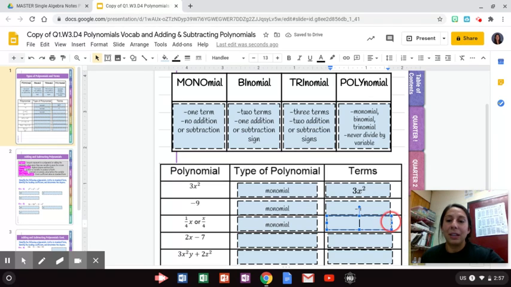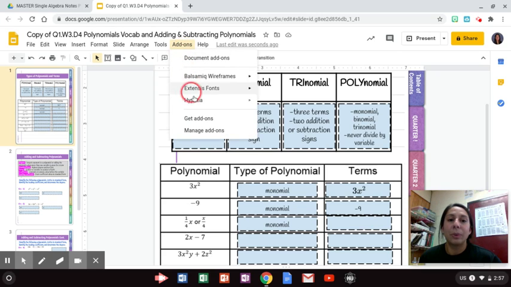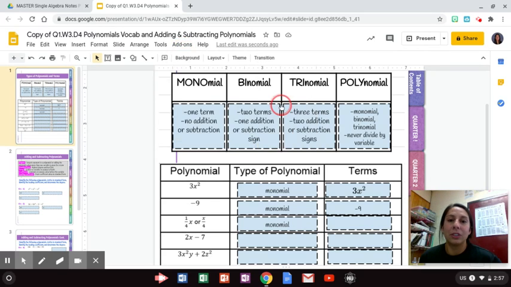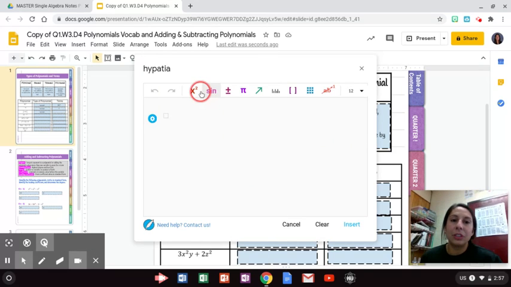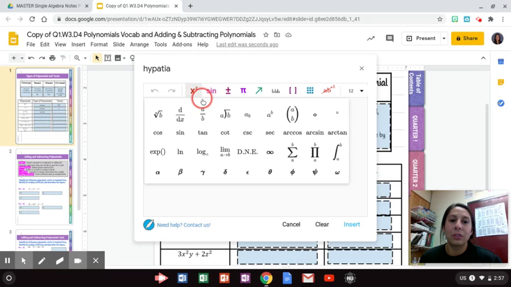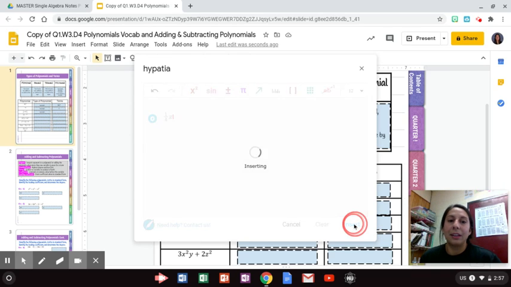Now, because it is a fraction, we will have to use our tools again. So we're going to go back into our insert text. For a fraction, you're going to have to make sure that you go to x squared and you're going to click a over b so that we can go ahead and put our 1/4 in our fraction form. So 1/4 x, insert, and again, remember to move it wherever you need it to go.